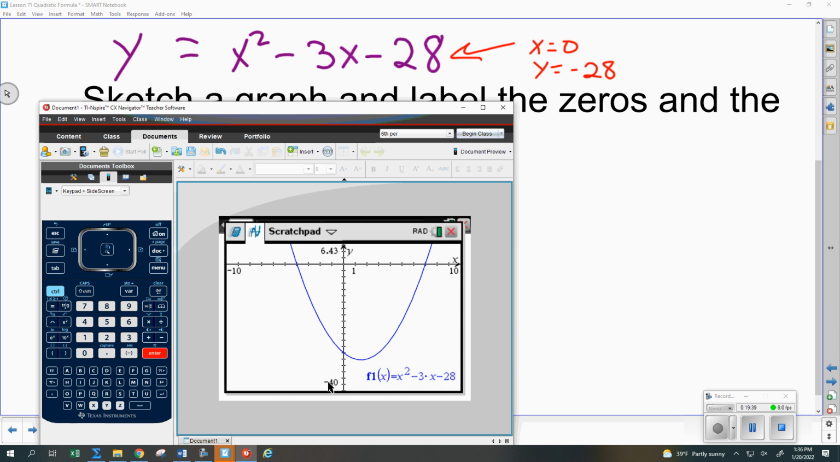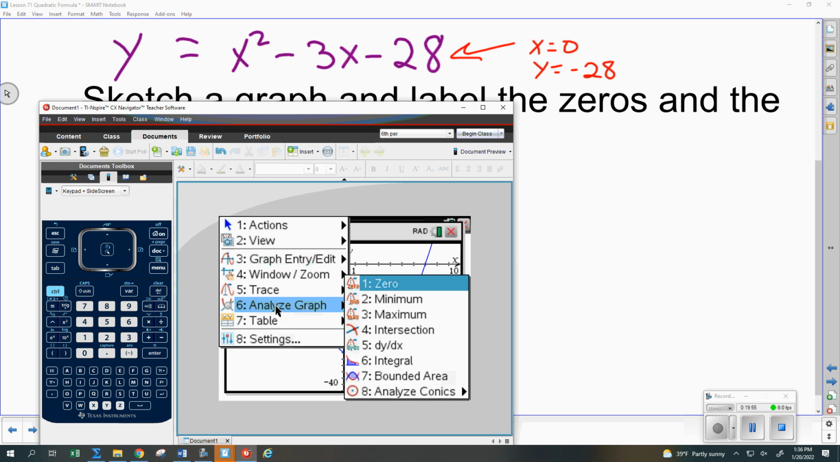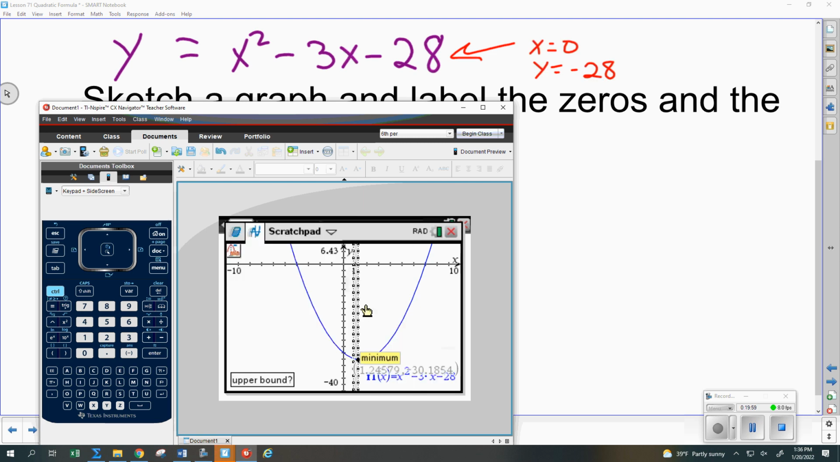Are we good with that? Okay, this one, I can clearly tell that my vertex is in the fourth quadrant. And if I wasn't sure, so that I can label it on my graph, menu, analyze graph. Once again, the lowest point is the minimum, left and right. And now we have those coordinates.